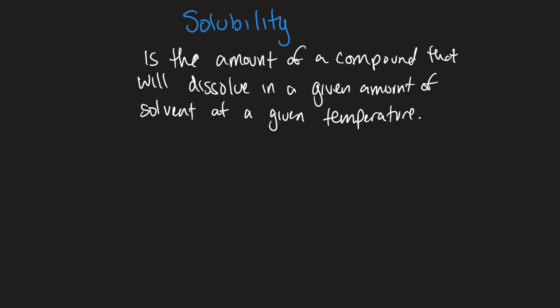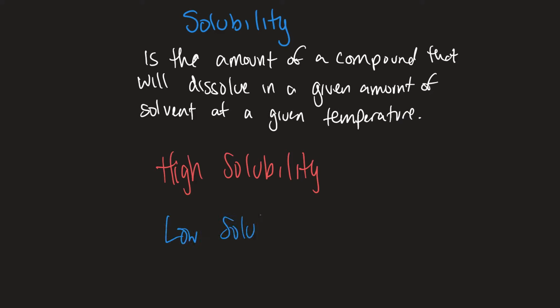And so a substance that has high solubility simply means that plenty of it will dissolve in water, or in whatever solvent we're talking about. In this case, since it's aqueous solutions, we're just going to talk about water. For example, sodium chloride has high solubility, so a lot of it will dissolve in a given amount of water at a given temperature. And if a substance has low solubility, this simply means very little or none will actually dissolve.